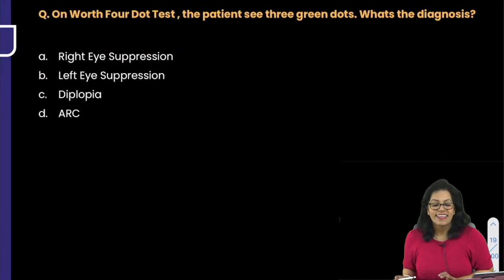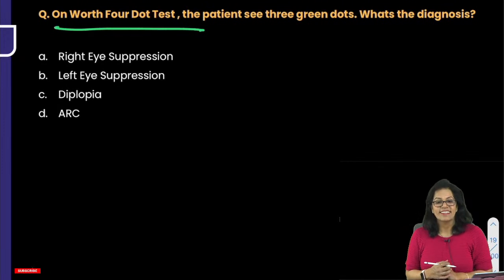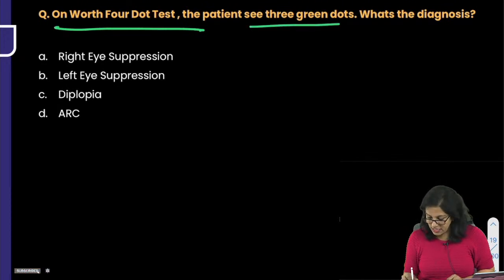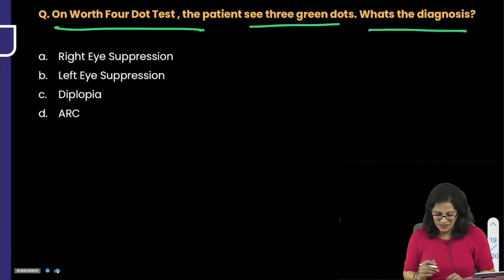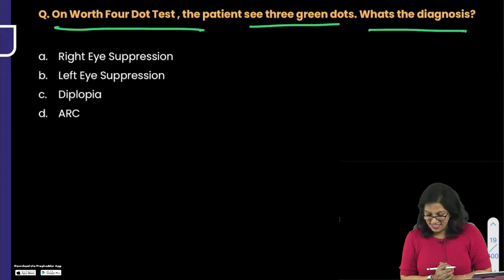Yeah, so these were some questions around these two instruments. We come to the next question now. On Worth 4 dot test, what is the diagnosis if the patient sees 3 green dots? Good afternoon, Harsha. So answer this.